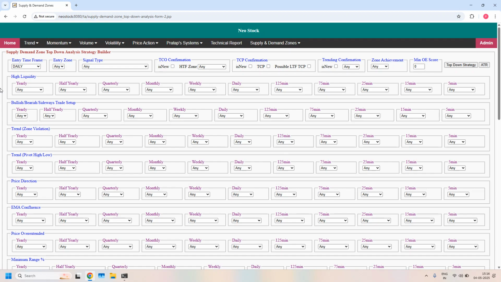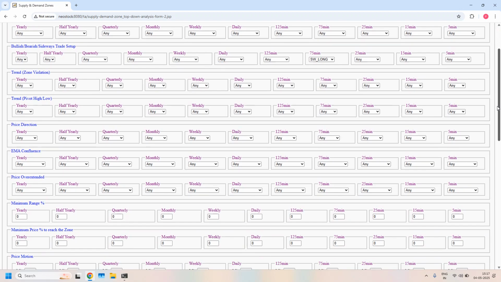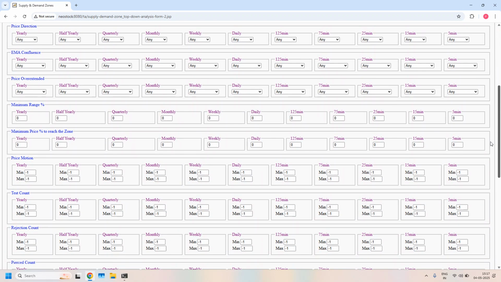For sideways trade setup, weekly income trade, long trades, entry time frame is 75 minutes, entry zone demand zone for long trades. And in bullish or bearish or sideways trade setup, at 75 minutes time frame I am selecting sideways long, zone achievement violated opposing zone, minimum odd enhancer score 11 for sideways trade setup. And also the 75 minutes demand zone should not be pierced.